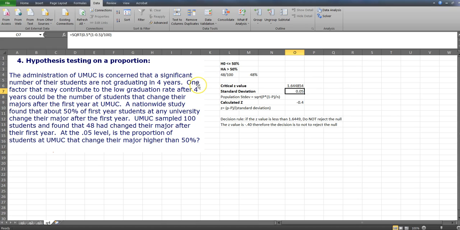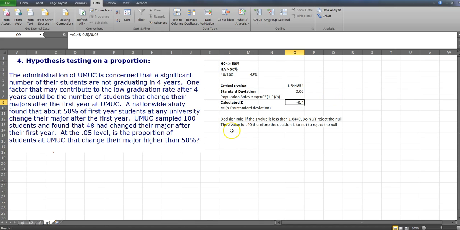I'm sorry, some of this isn't intuitive or spelled out. If we had a textbook, maybe it would be, but we don't. And then we have our calculated z, which is a real simple formula. It's just our initial proportion minus the population proportion divided by our population standard deviation. So I kind of spelled out the two formulas here in text form. Again, real easy to calculate for the calculated z.